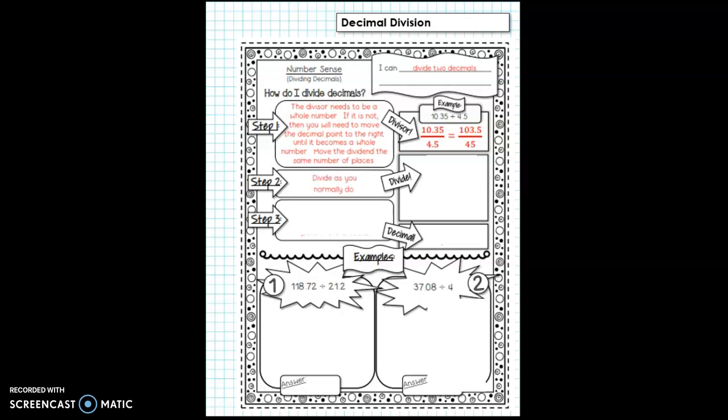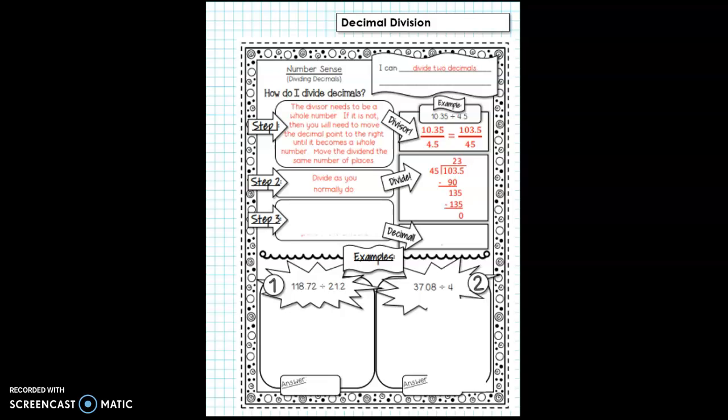Step 2. Divide as you normally do. You would then divide 45 into 103 decimal point 5. Following the division process, 45 goes into 103 two times. 45 times 2 is 90. Subtract, you get a 13.